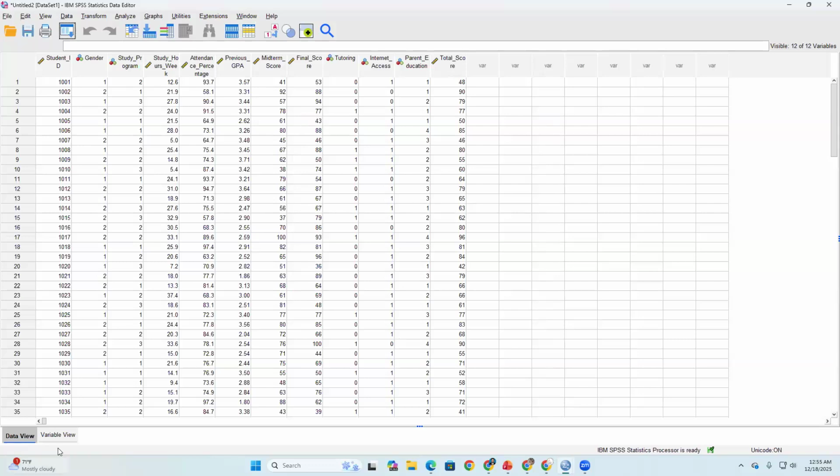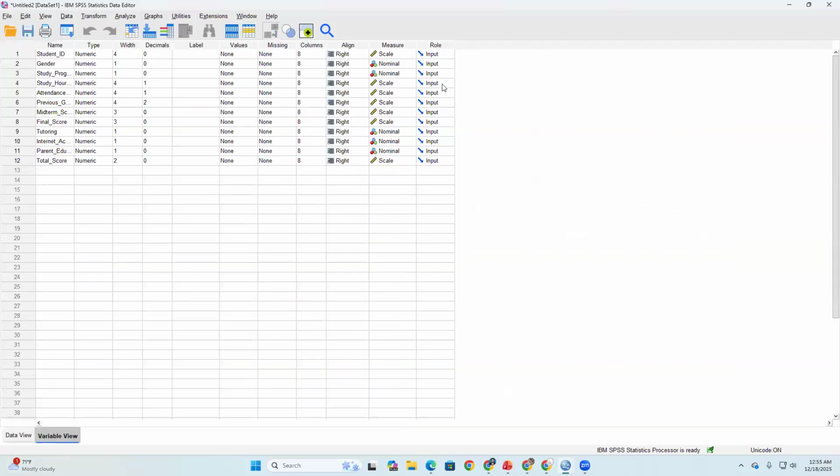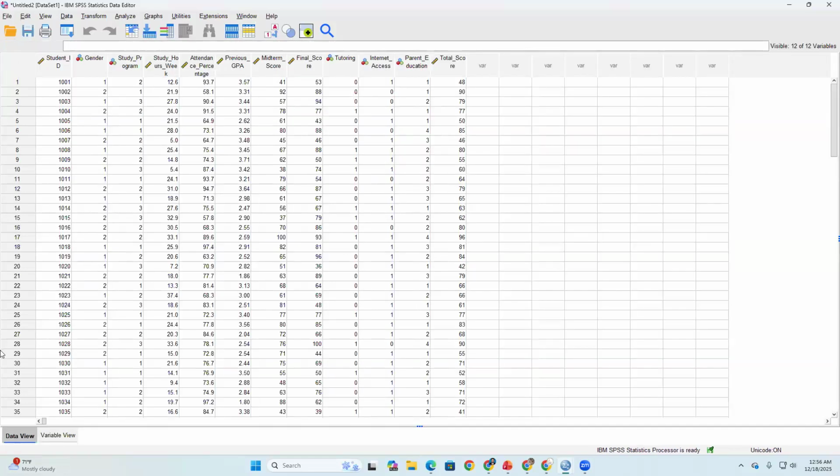Here, there are different variables. We have seen the variable view, and I told you that we are going to use the interval or scale variable for most of these statistical tests. For categorical, we basically use the chi-square test. So how are we going to perform the independent t-test in this?